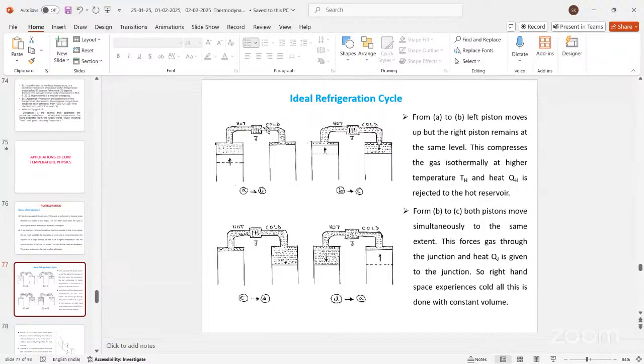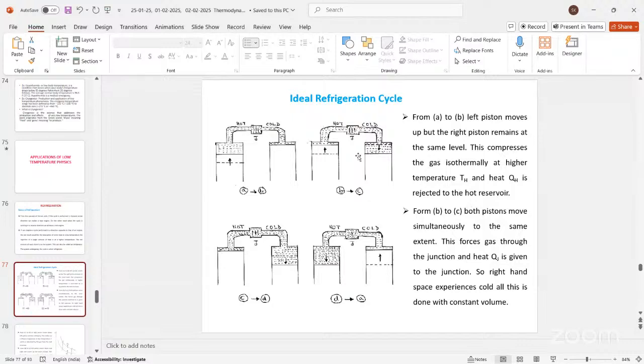If we apply pressure to the isothermal gas at high temperature, what will happen? Heat is rejected to the hot reservoir. Here the left piston moves up but the right piston remains at the same level. This compresses the gas isothermally at higher temperature TH, and the heat QH is rejected to the hot reservoir.